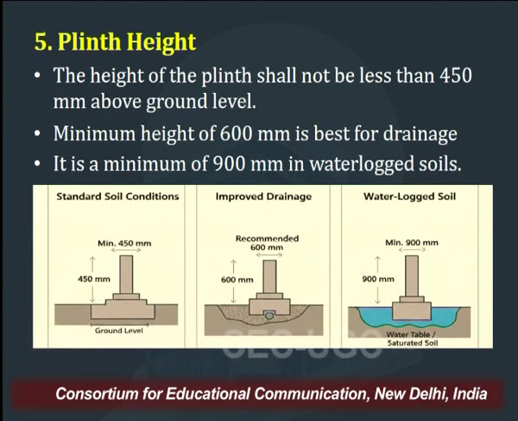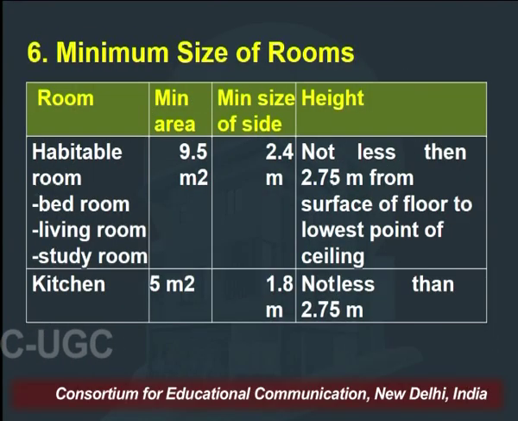Another important point is the plinth height. Plinth height is the height above the ground at which your ground floor starts. So, depending upon the type of soil, the plinth height is decided, but a bare minimum of 450 mm above the ground level is mandatory for any residential building.